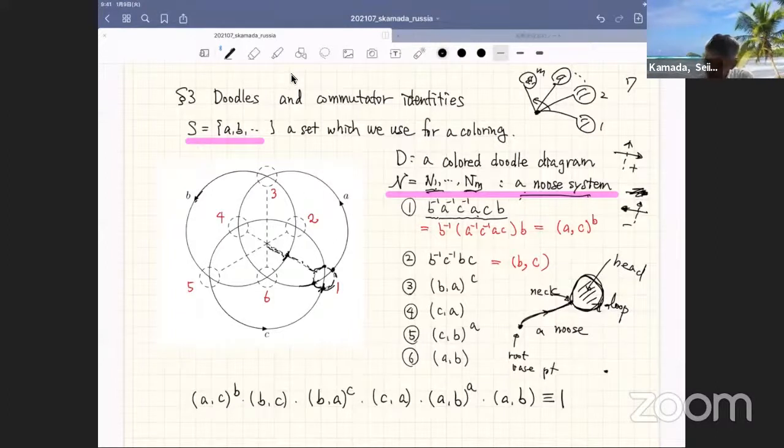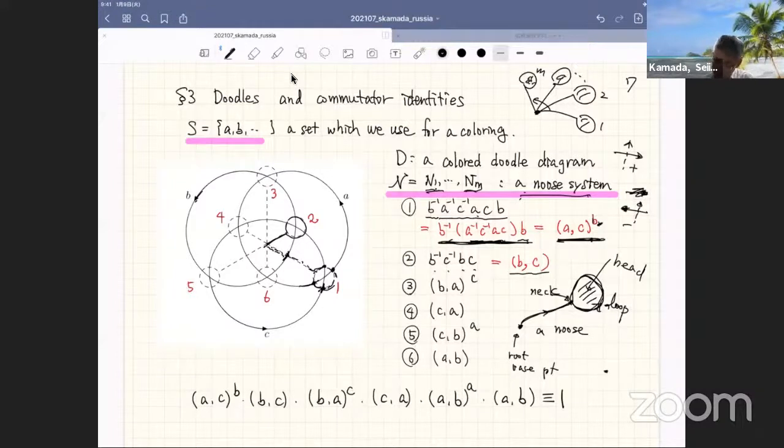And in my notation, this is written like this: a conjugate of this element, and this element is a commutator. So the commutator of A and C is written as bracket A, comma C, and then conjugated by B. This means this word. Similarly, along this second loop, we have the word B inverse, C inverse, B, C, which I will denote by the bracket BC.